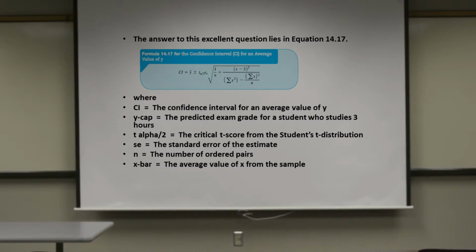CI equals the confidence interval for an average value of Y. Y cap is the predicted exam grade for a student who studies 3 hours. T alpha divided by 2 is the critical t-score from the Student's t distribution. SE is the standard error of the estimate. N is the number of ordered pairs. X bar is the average value of X from the sample.